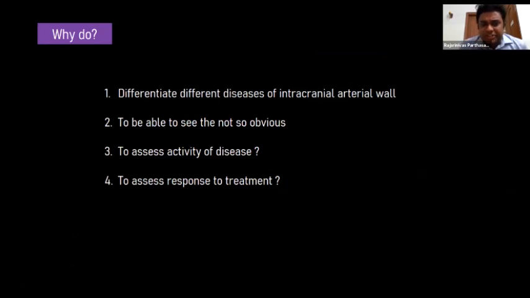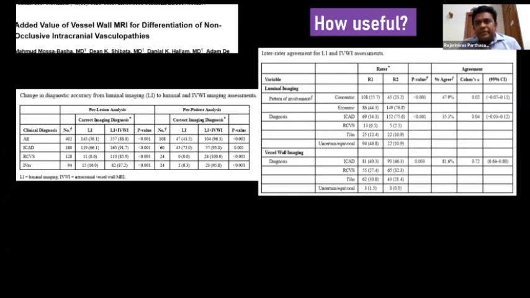So then the question comes on why we should be doing this imaging. One is to differentiate different diseases of the intracranial arterial wall, to be able to see the not so obvious on luminal imaging. Can we really assess disease activity? And can we assess response to treatment? So the first question is, how useful is this imaging?